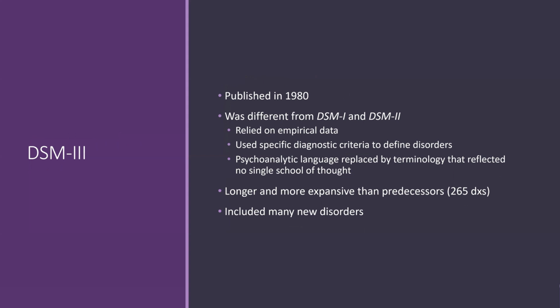So then we see a bit of a deviation with the DSM-3. So this was published in 1980. And this time, the diagnostic categories relied on empirical data. And it included specific diagnostic criteria to define the disorders. So as we see now, we have a disorder, and then it'll list specific criteria to meet that disorder. And so the psychoanalytic language was replaced by broader terminology. And it wasn't necessarily replaced by strictly behavioral psychology or the medical model, but it was broader. So it wasn't just rooted in psychoanalytic theory.